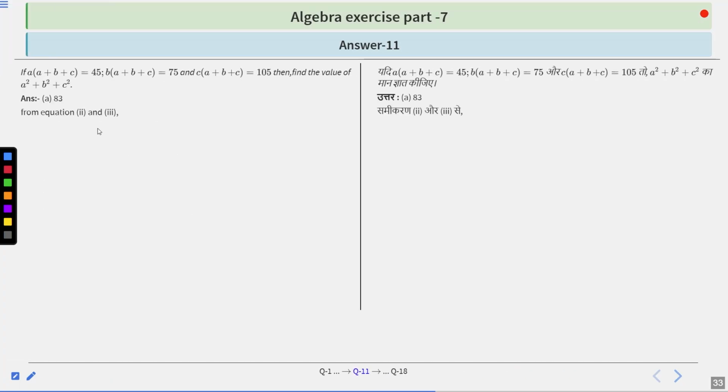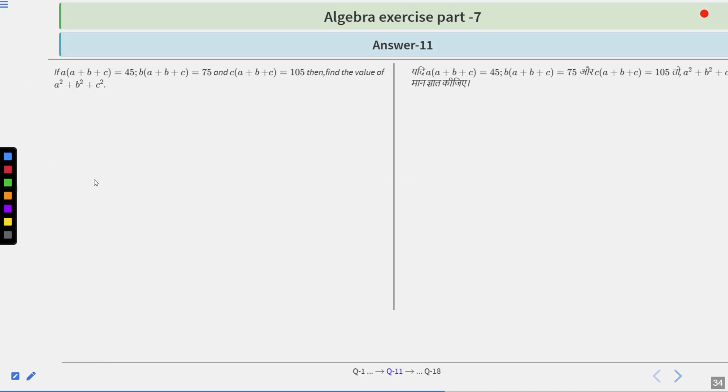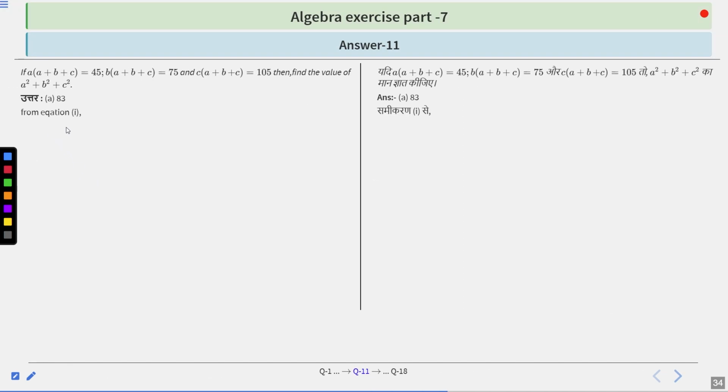So from equation 2 and 3, we can say b upon c is equal to 5 upon 7. That is equation number 5. So from equation 4 and 5, the ratio of a, b and c is 3:5:7. Now from equation 1, a into a plus b plus c, we have put the values of a, b and c according to the ratio, that is 3k, 5k and 7k.